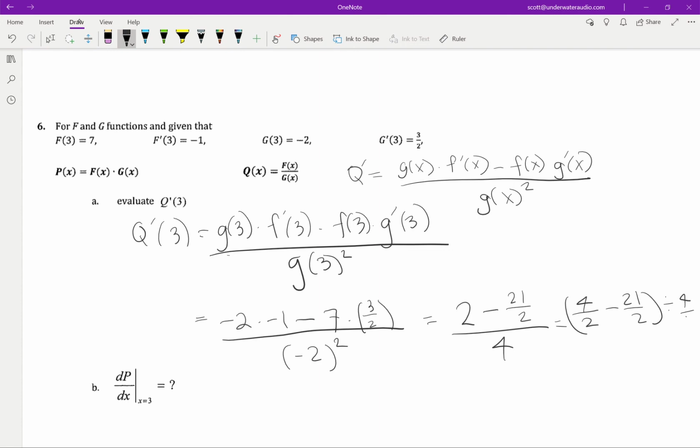over 1. So 4 minus 21 is, let's see, 21, 20, 19, 18. So I think it's, let's see, that can't be right. 18, it's 17. 17 over 2 divided by 4 over 1, which is 17 divided by 8. Cool.